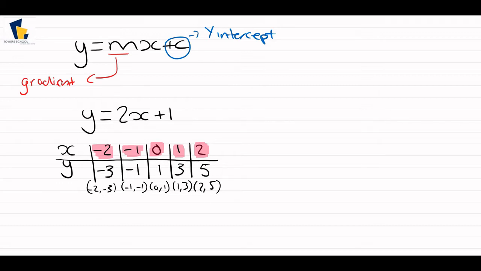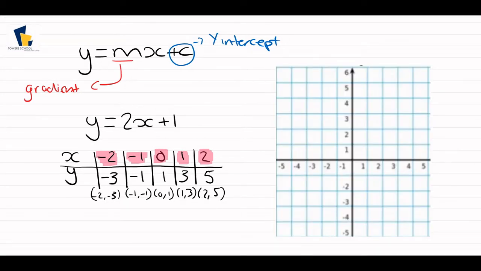So I'm going to put on an axis, and what I'd like to do is pause the video here and copy this axis down. Make sure we label this as the y and the x axis. So pause the video here and copy this down.